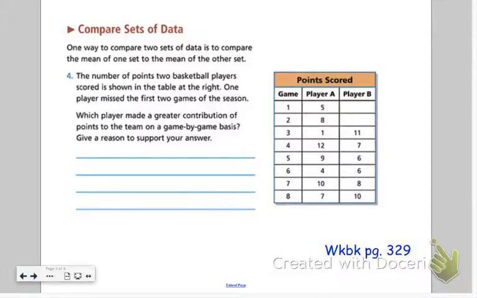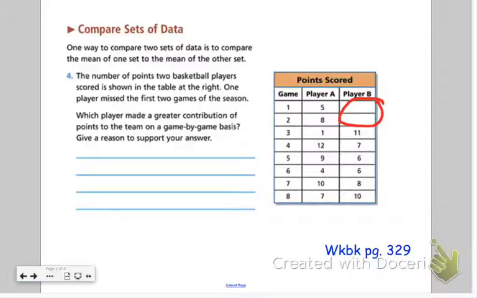One way to compare two sets of data is to compare the mean of one set to the mean of the other set. Number 4 says the number of points that two basketball players scored is shown in the table. One player missed the first 2 games of the season, so it looks like player B missed them, and you can see that because of the blanks here. Which player made a greater contribution of points to the team on a game-by-game basis? Give a reason to support your answer.